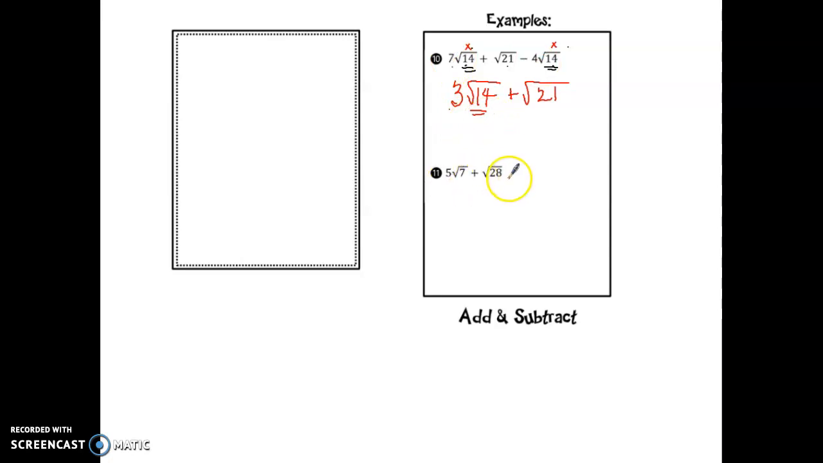Okay, it doesn't look like there's any same numbers here, but wait a minute. I know a perfect square in 28. 5 root 7 plus the square root of 28, which is 4 times the square root of 7. The 4 is a perfect square. So I actually have 5 root 7. I take the square root of 4, and I have 2 root 7, which means I have 7 root 7s.